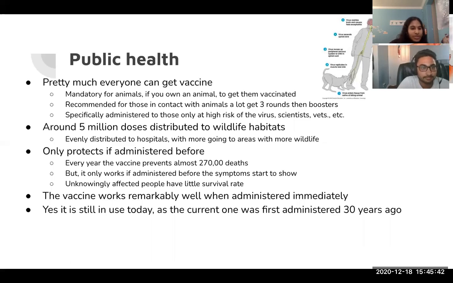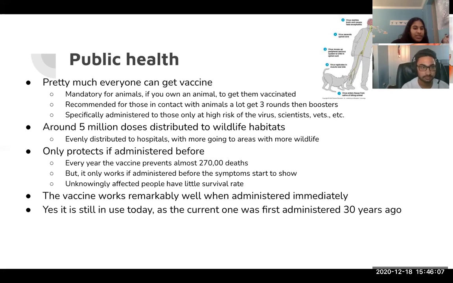And the vaccine was mostly distributed to wildlife habitats, as workers there are at very high risk of the disease, as well as evenly distributed to hospitals in case of an emergency. It is highly successful in treating the disease, however, only in certain conditions. The vaccine was said to work 97% effectively, but only if given immediately after the patient catches the virus or they know that they've been bitten, and before they start showing symptoms.